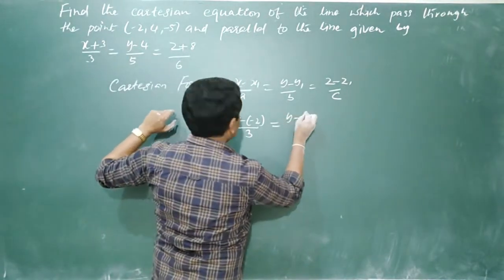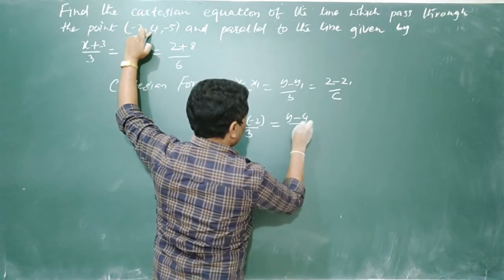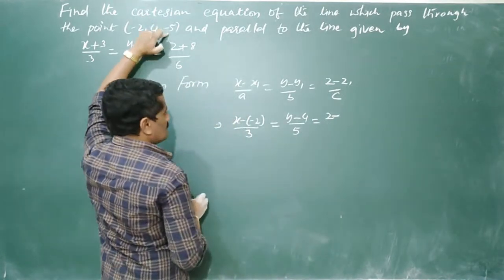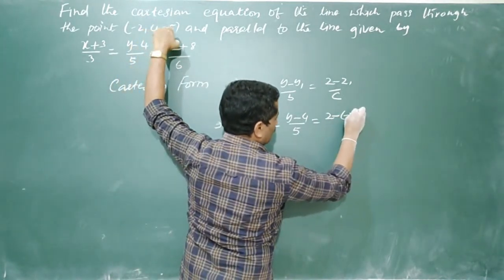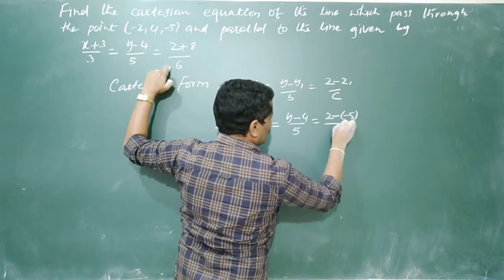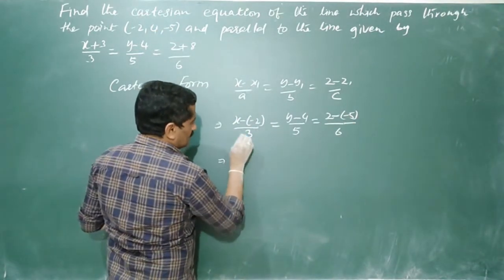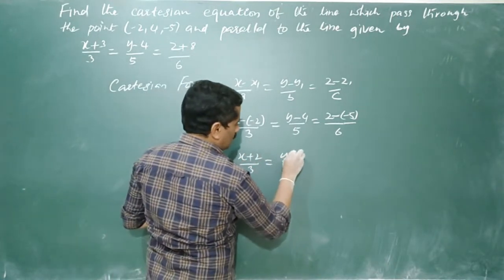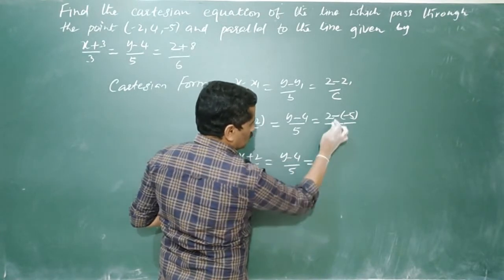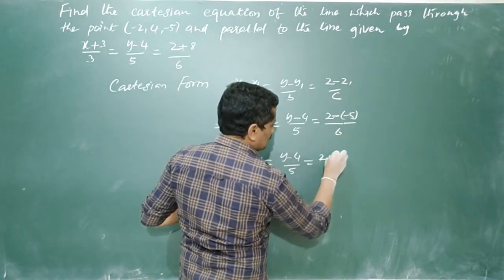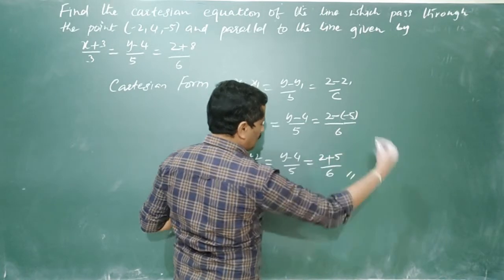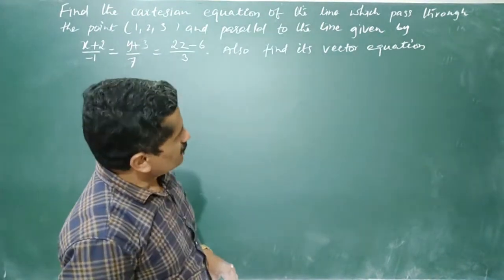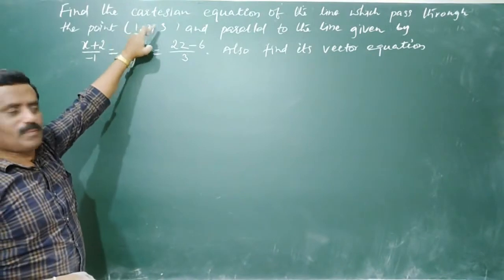Therefore a is equal to 3, b is equal to 5, c is equal to 6. Again therefore y minus y1, what is y1? We have 4 by b value 5. Again that is equal to z minus z1, that is minus 5 by c, that is 6. Again simplification, that implies x minus into minus becomes plus, x plus 2 by 3 is equal to y minus 4 by 5 is equal to minus into minus plus, that is z plus 5 by 6, which is the Cartesian equation.